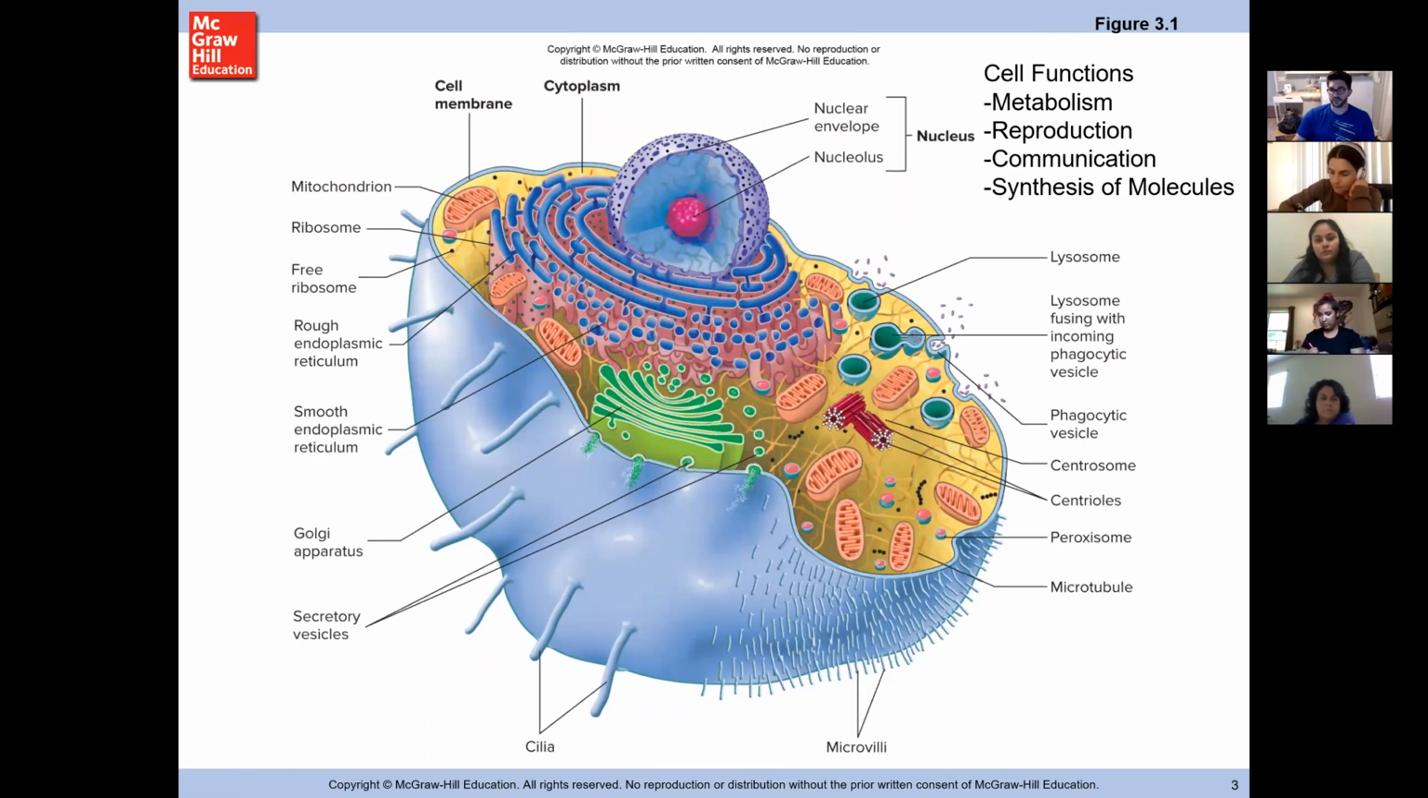We know that they can exist in cubes. We know that they can exist in columns. We know that they can exist in layers, right? So when you look at something like this, don't necessarily think of it as this is what a cell looks like. This is just an idealistic representation of everything that a cell can have. So let's go through some of these things.